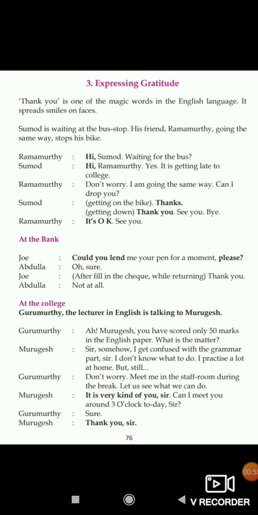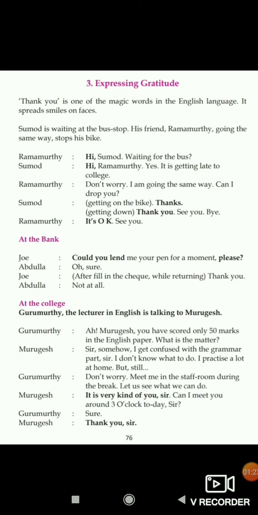Sumodh is waiting at the bus stop. His friend Ramamurthy, going the same way, stops his bike. Ramamurthy: Hi Sumodh, waiting for the bus? Sumodh: Hi Ramamurthy, yes, it is getting late to college. Ramamurthy: Don't worry, I am going the same way. Can I drop you? Sumodh: Thanks. Getting down, thank you, see you, bye. Ramamurthy: It's okay, see you.